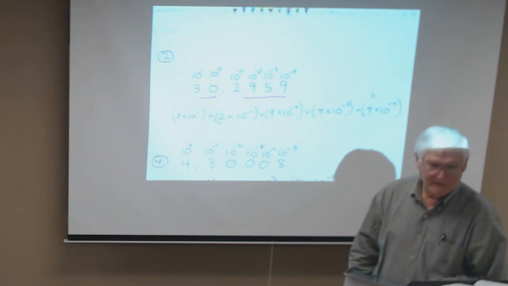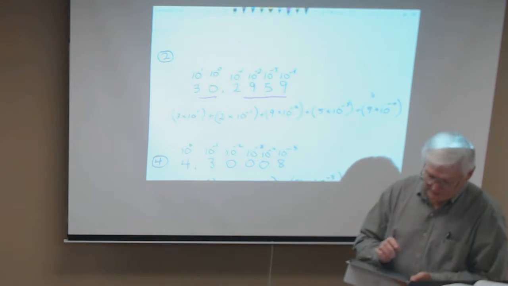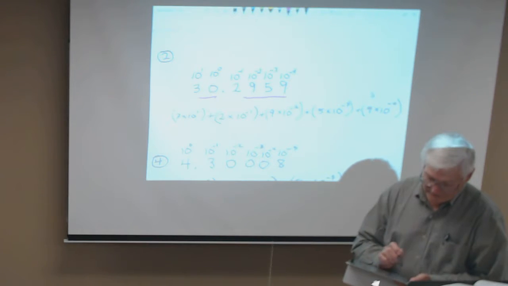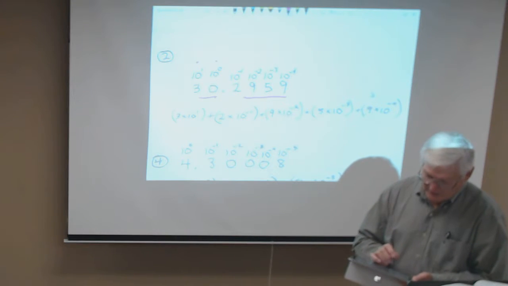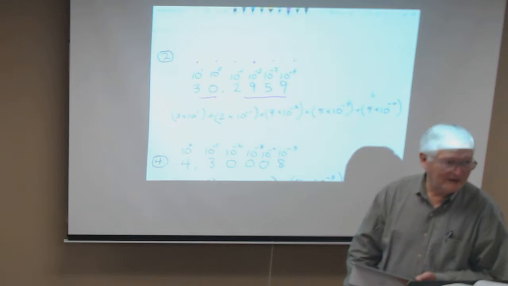30.2959. So the way I do it is I put the place values up above. Above the 0 is 10 to the 0 power. Above 3 is 10 to the first power. Above the 2 is 10 to the minus 1. Above 9, 10 to the minus 2. See what happens? That's the place value chart.